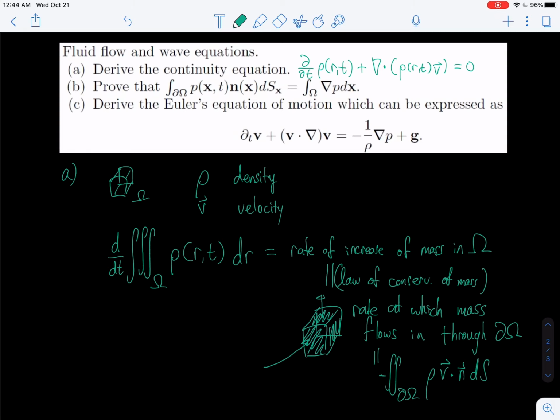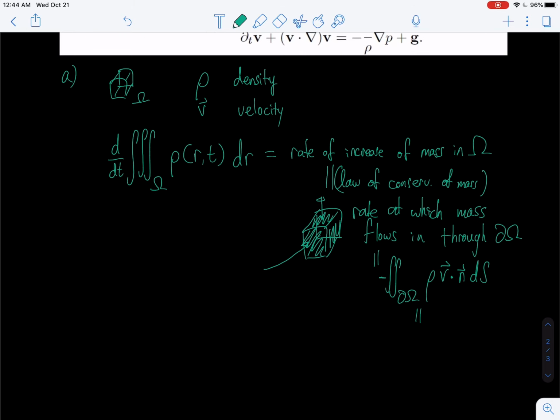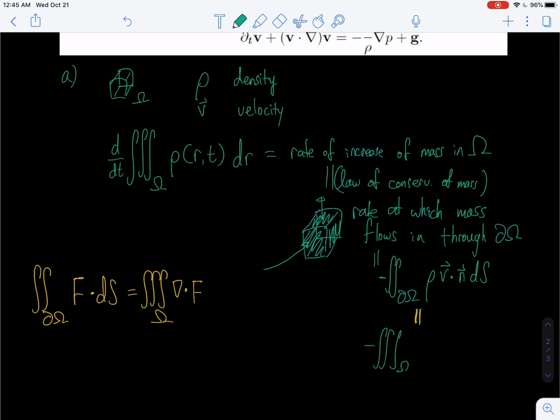But what is this? This is just by the divergence theorem. What's the divergence theorem? It states that the double integral over the boundary of f dot dS is the triple integral over the region of the divergence. So using the divergence theorem, this is equal to the triple integral of the divergence of rho v.